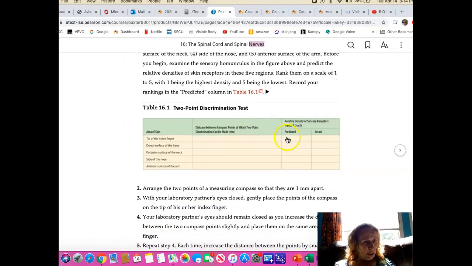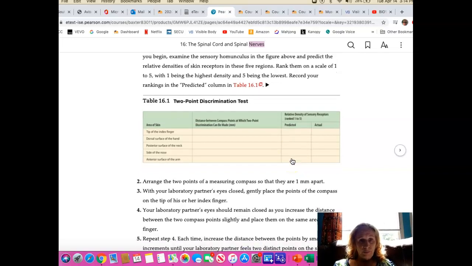First, you're going to make predictions. You're going to rank them on a scale of 1 to 5, with 1 being the highest density. If it's high density, it's most sensitive. So which body part here do you think is the most sensitive? It will be number 1. And then you're going to do your trials.